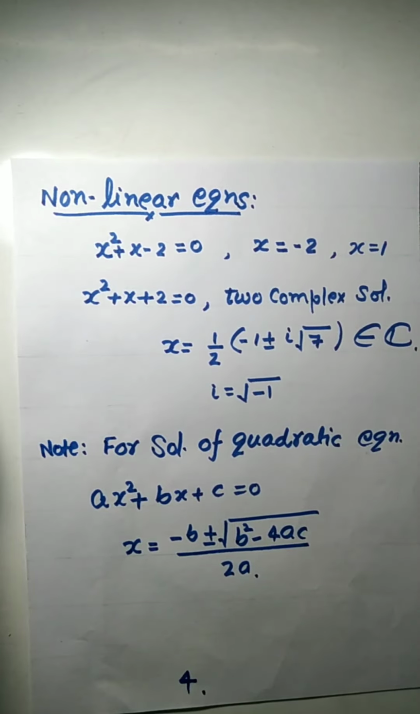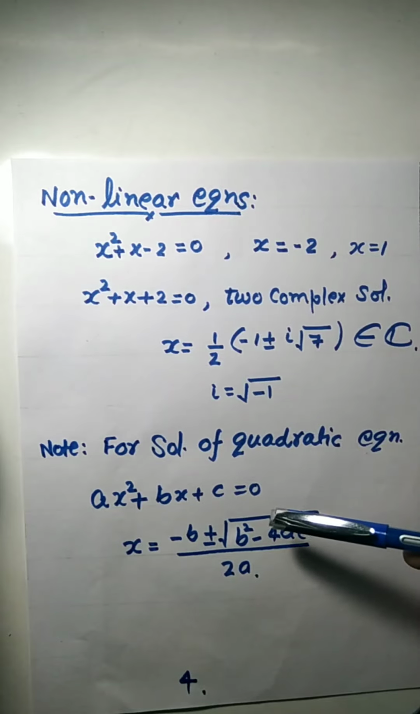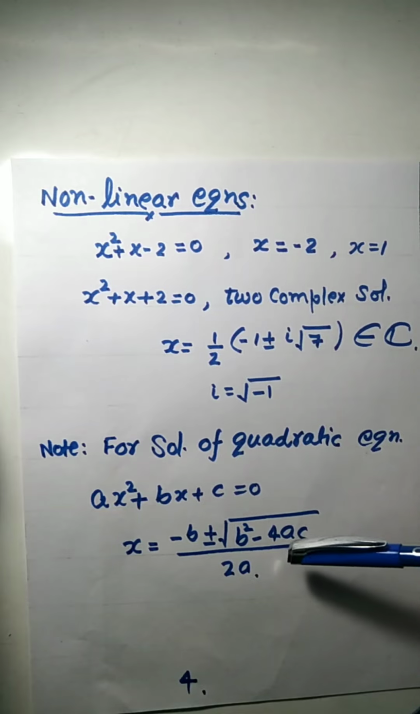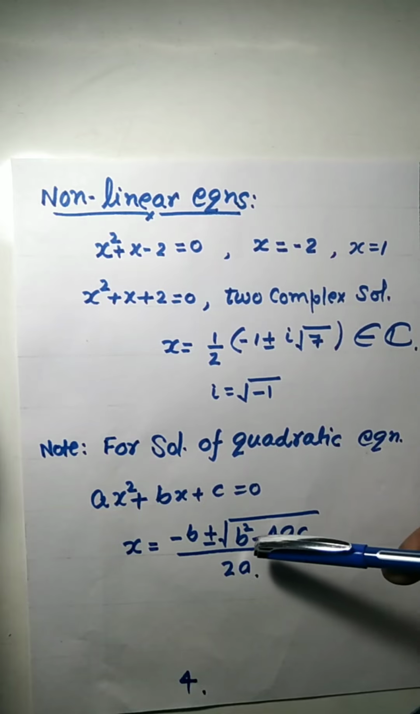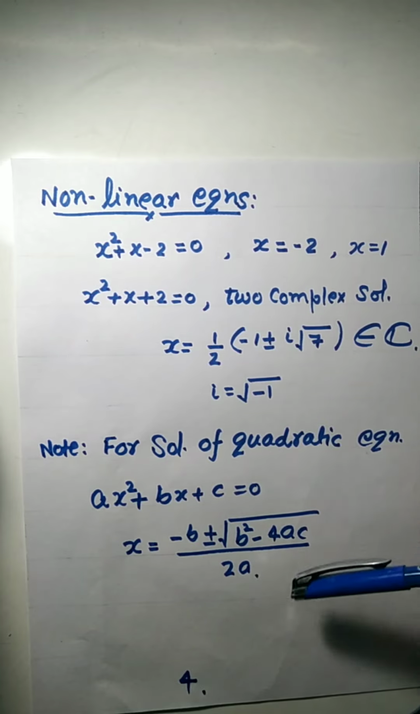For a quadratic equation, we obtain the solution by the Sridharacharya formula. Let us consider the quadratic equation ax^2 + bx + c = 0. We will solve this equation by the Sridharacharya formula: x = (-b ± sqrt(b^2 - 4ac)) / 2a.